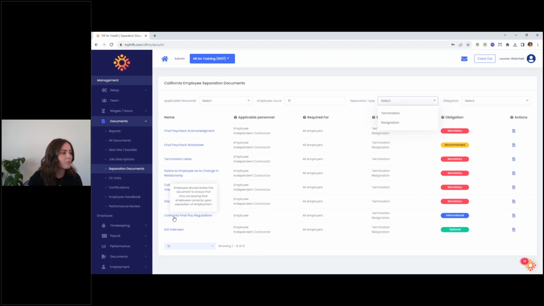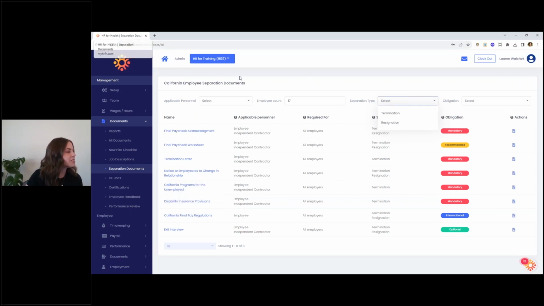I mentioned final pay regulations. So we do have a document for each state that outlines when you need to pay, what you need to include on the pay, what the penalties are. So again, just takes all that guesswork out of it. You don't have to be Googling all of those things.